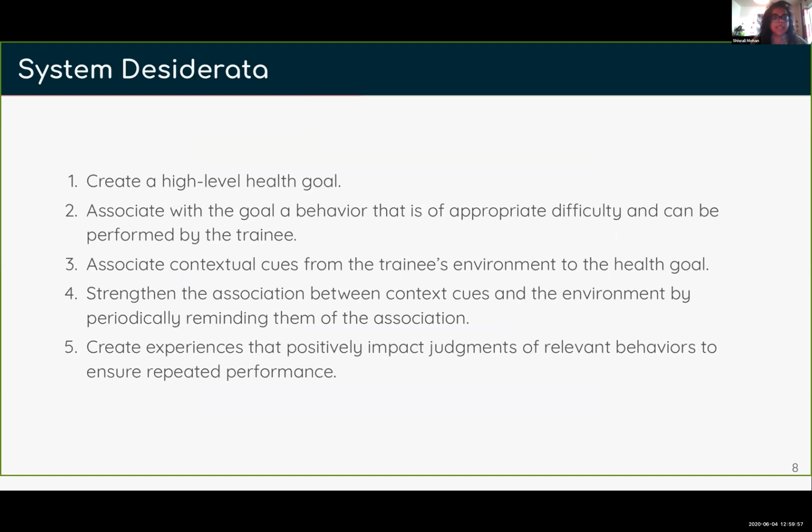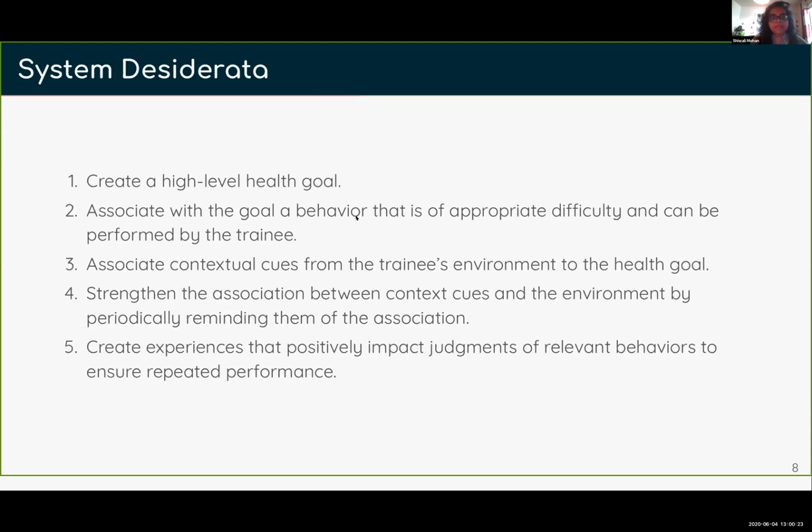So what's next? What do we do with this information? We went ahead and developed system desiderata: if we had to design a health behavior coaching system, it must have these desiderata associated with it. These are really aligned with what the common model of cognition tells us and what other health behavior change theories tell us, right? So you create a high-level health goal. For example, you have to walk every day.